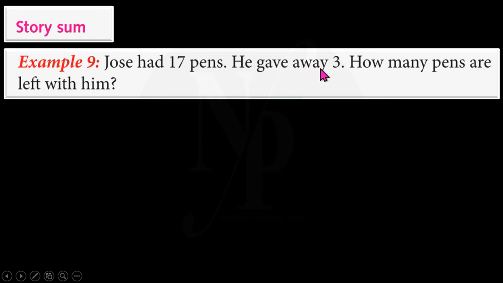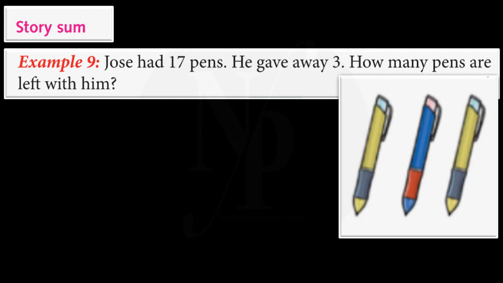He gave away 3 pens. ಎಷ್ಟು ಪೆನ್ಸನ್ನು ಬೇರೆಯವರಿಗೆ ಕೊಡ್ತಾ ಇದ್ದಾನೆ. ಮೇ ಬಿ ಟು ಹಿಸ್ ಫ್ರೆಂಡ್ ಆರ್ ಎನಿ ಆಫ್ ಹಿಸ್ ಫ್ಯಾಮಿಲಿ ಮೆಂಬರ್ಸ್. ಯಾರಿಗೂ ಅವನು 3 ಪೆನ್ಗಳನ್ನು ಕೊಡ್ತಿದ್ದಾನೆ. ಯಾರಿಗೆ ಅಂತ ಮೆನ್ಷನ್ ಮಾಡಿಲ್ಲ. He gave away 3. ಸೊ 3 ಪೆನ್ಗಳನ್ನು ಬೇರೆಯವರಿಗೆ ಕೊಡ್ತಾನೆ. ಹೌ ಮೆನಿ ಪೆನ್ಸ್ ಆರ್ ಲೆಫ್ಟ್ ವಿತ್ ಹಿಮ್? ಸೊ ಅದಾದ ನಂತರ ಜೋಸ್ ಬಳಿ ಎಷ್ಟು ಪೆನ್ನುಗಳು ಉಳಿದಿವೆ ಅಂತ ನಾವು ಕಂಡುಹಿಡಿಬೇಕು ಮಕ್ಕಳೇ. ಇವಾಗ ಲೆಟ್ ಅಸ್ ಫೈಂಡ್ ದಿ ಸೊಲ್ಯೂಷನ್.